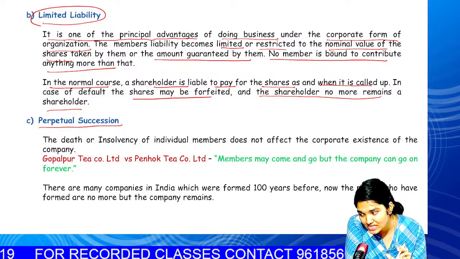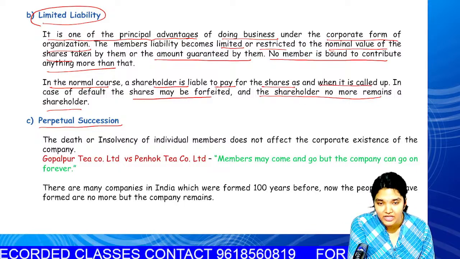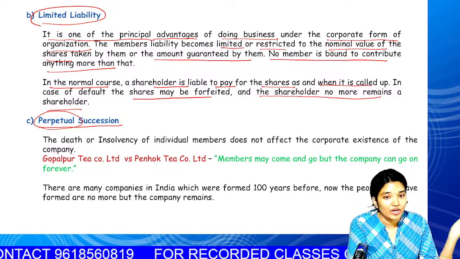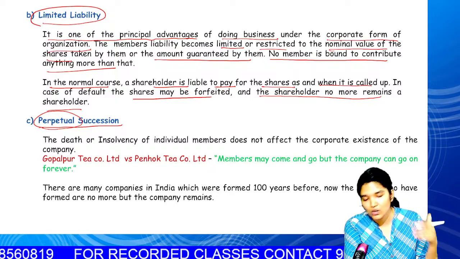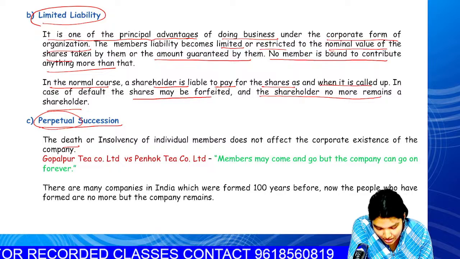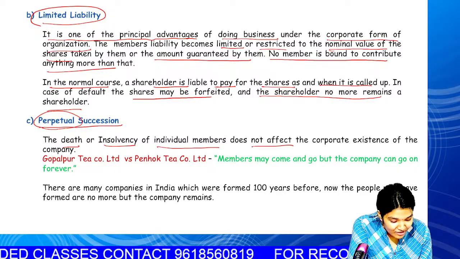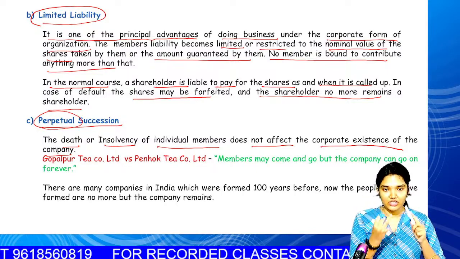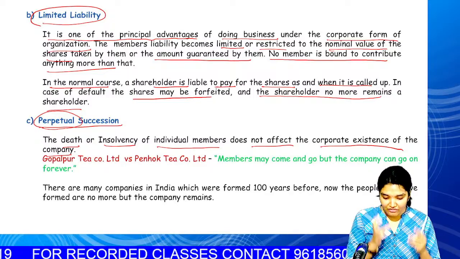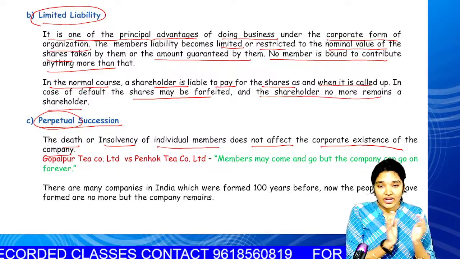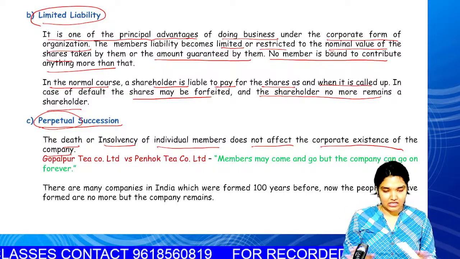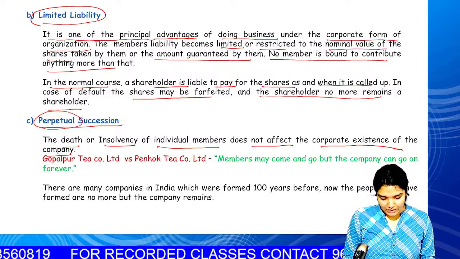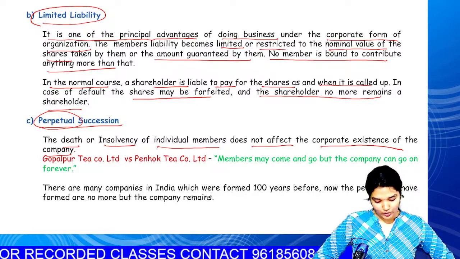We have seen the words perpetual succession in the meaning of the company, right? What is the meaning of perpetuality? Forever. The company will operate its business activities forever, irrespective of the existence, death or insolvency of its members. The death or insolvency of individual members does not affect the corporate existence of the company. Even if the investors, directors or shareholders face death or insolvency, that does not impact the existence of the company. Insolvency here is when the liabilities are more than the assets and you are unable to pay them.